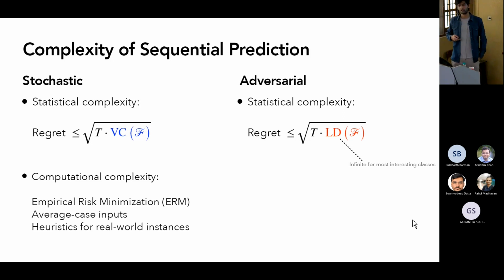You can also ask about the computational complexity of this problem. The computational complexity of the stochastic case turns out to be related to a notion called empirical risk minimization. The only thing you need to do is look at the data you have seen so far and fit the best hypothesis on the data. Predicting using that will give you the good regret bounds. This problem itself could be hard, but you are actually dealing with average case inputs, and in many real-world scenarios you could have heuristics like neural networks or gradient descent, which tend to work.